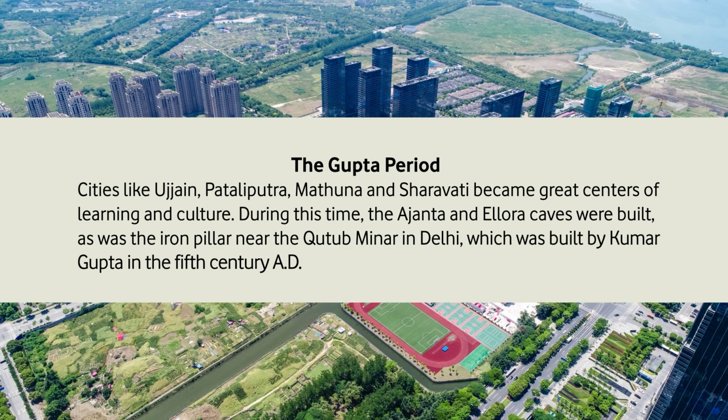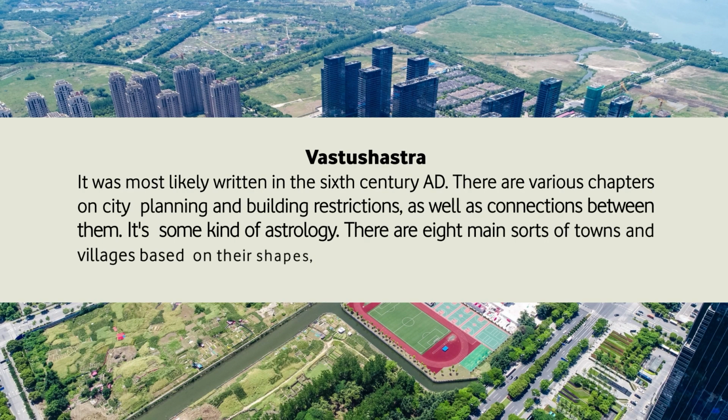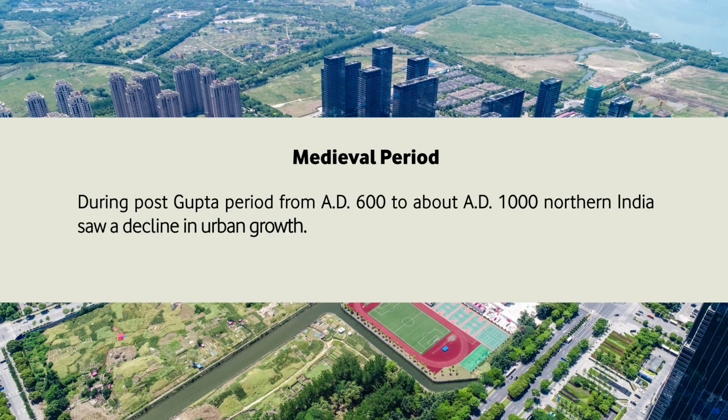In the Buddhist period, this time relates to Europe's Greek period. The popularity of Hindu thought was waning, and a new ideology emerged that placed a premium on the construction of Buddhist prayer halls and the stupas. So, it was the Mauryan period, the Gupta period, and then came Vastu Shastra, which was most likely written in the 6th century AD. Then came the medieval period.